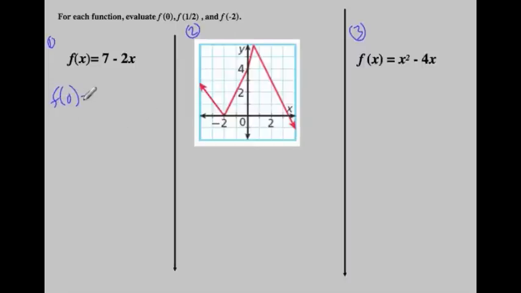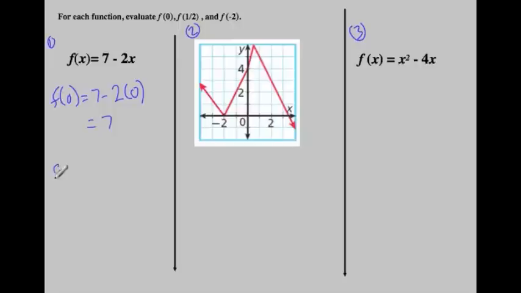So the first thing I'm going to do is look at my rule. I'm using this f rule for this problem. 7 minus 2 times something. Now instead of x, I'm going to plug in a 0. So I get 7 minus 0, which is just 7. f of 0 equals 7. I've evaluated the first one.